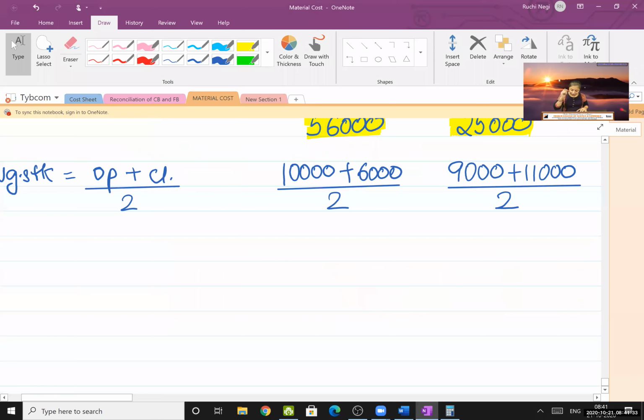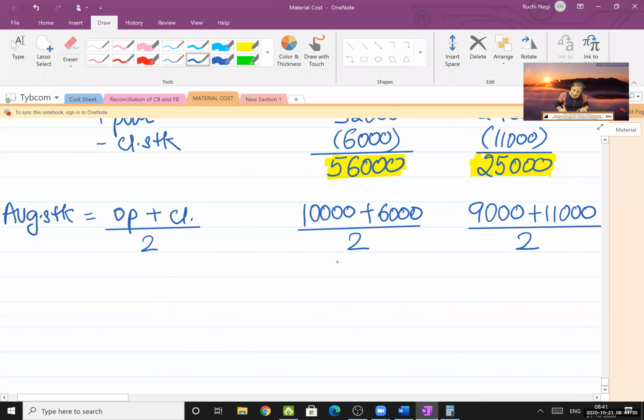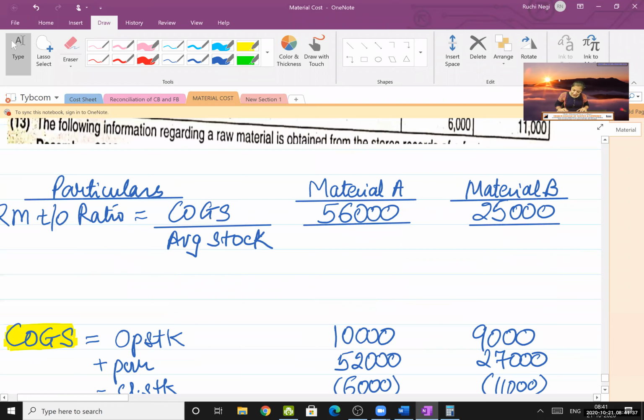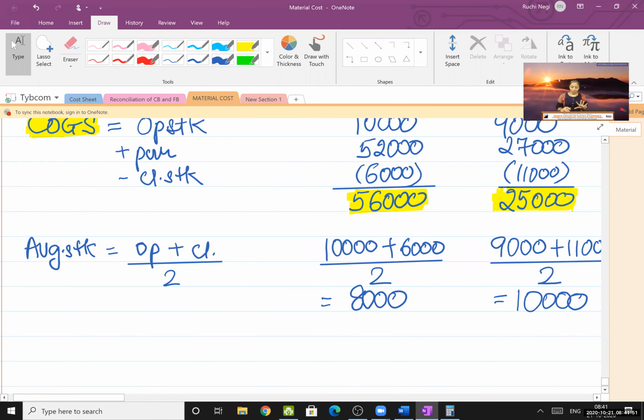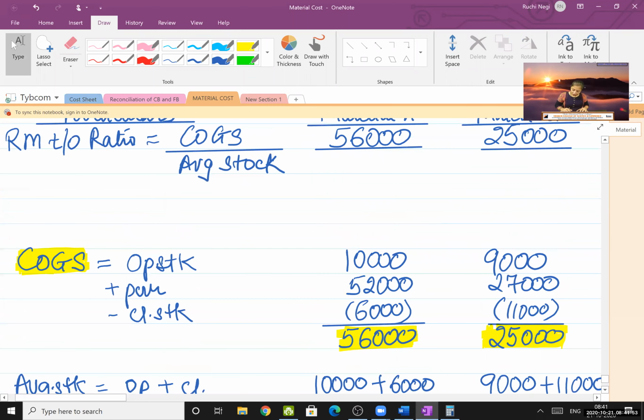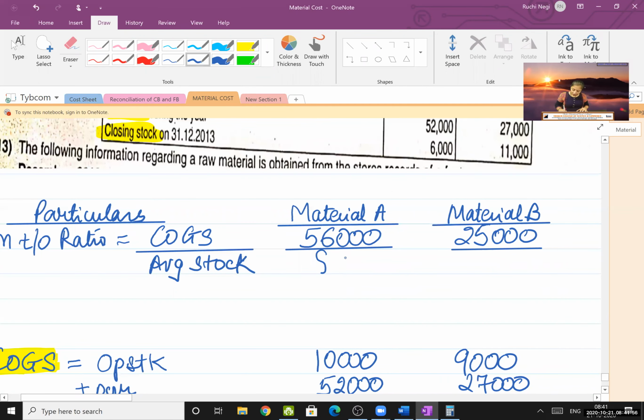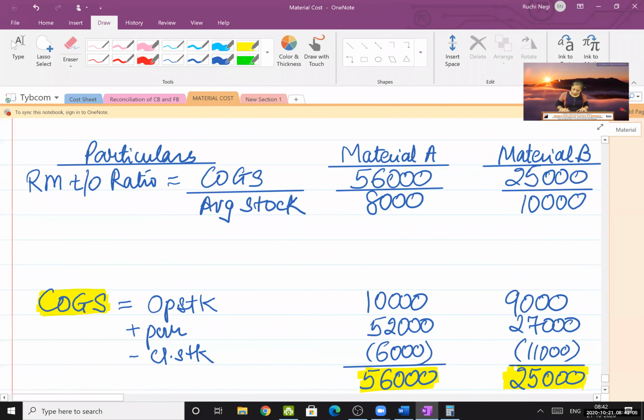So 10 plus 6 is 16. 16 divided by 2 is how much? 8. So I'm writing here 8,000. Next, 11 plus 9 is 20. 20 divided by 2 is 10,000. So I'm writing here 10,000. Okay. So I've got my denominator also. So I'm substituting it here: 8,000 and 10,000. Solve it.